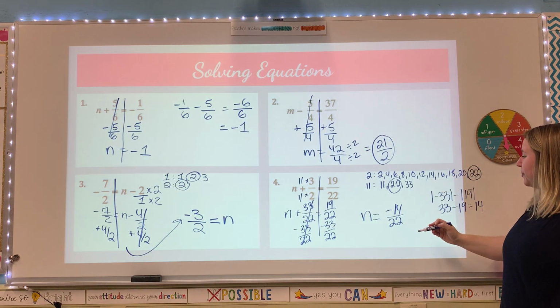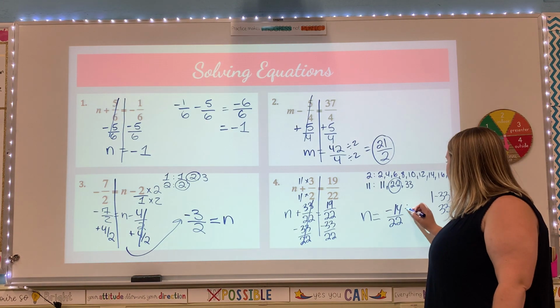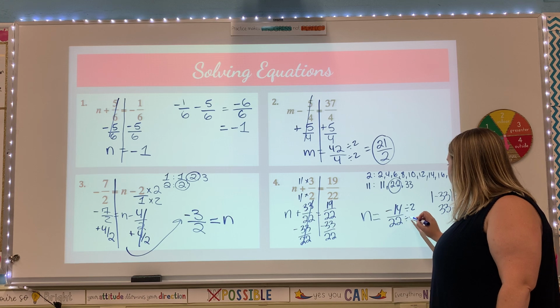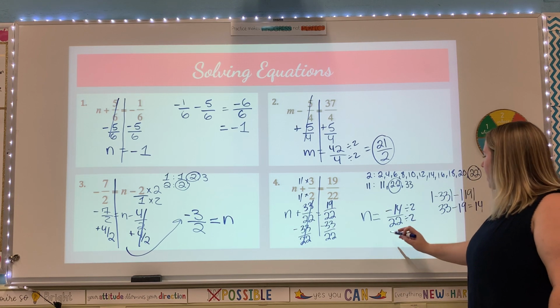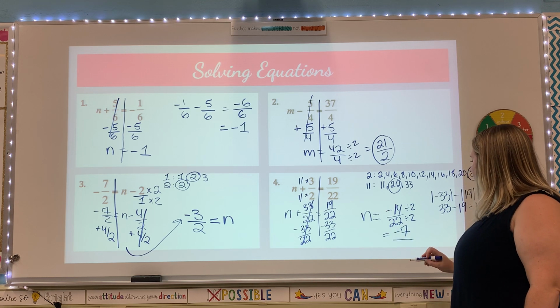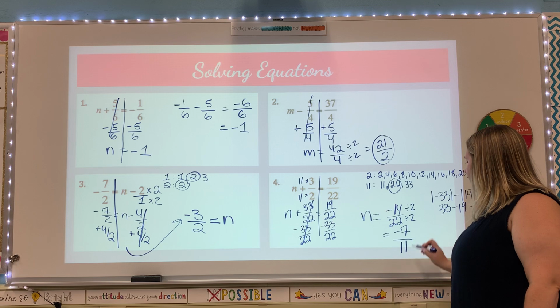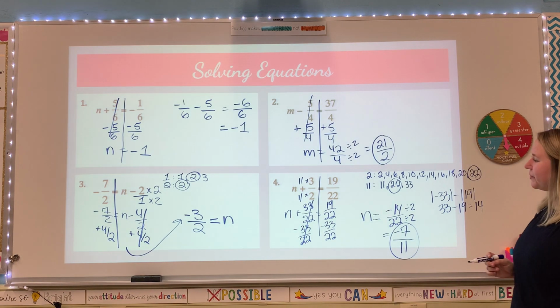Now looking here, they're both even numbers, so they can both be divided by 2 as a way to reduce. Negative 14 divided by 2 gives us negative 7. 22 divided by 2 gives us positive 11. So that is our final answer.